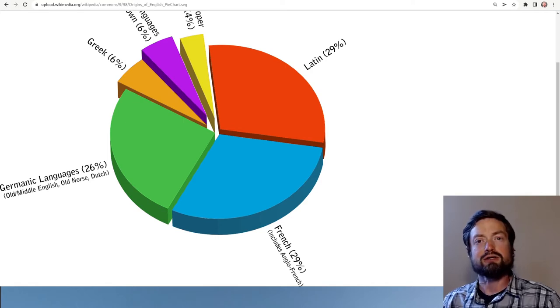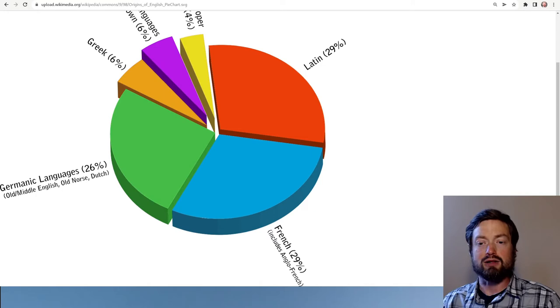So we can see that there are three major sources, and then the rest are minor sources. So three major sources that make together almost 90% of all the words of English, roughly similar proportion. The green, blue, and red here. So we start with the green.